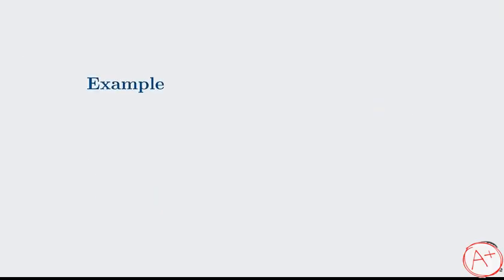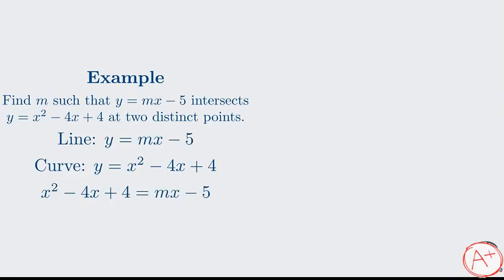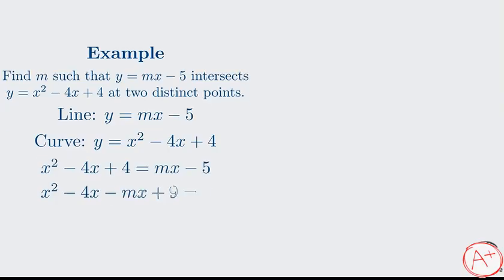Now let's look at a more complex scenario involving the intersection of a line and a curve. Find the set of values of m for which the line y equals mx minus 5 intersects the curve y equals x squared minus 4x plus 4 at 2 distinct points. To find where they intersect, we first equate the 2 expressions for y. We need to rearrange this into the standard quadratic form, ax squared plus bx plus c equals 0. Subtract mx and add 5 to both sides.